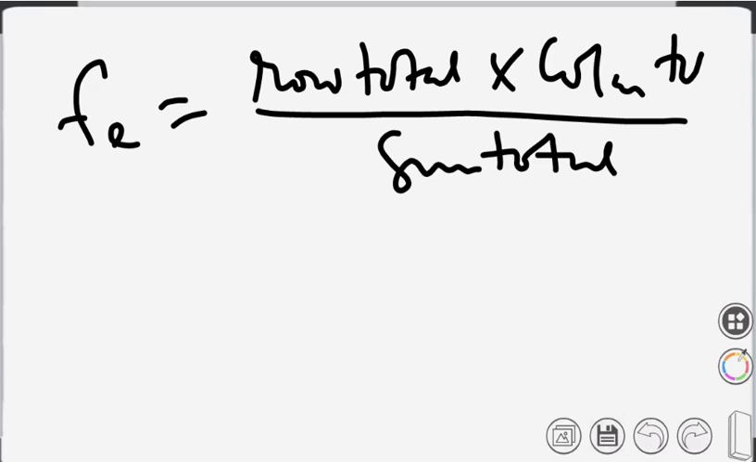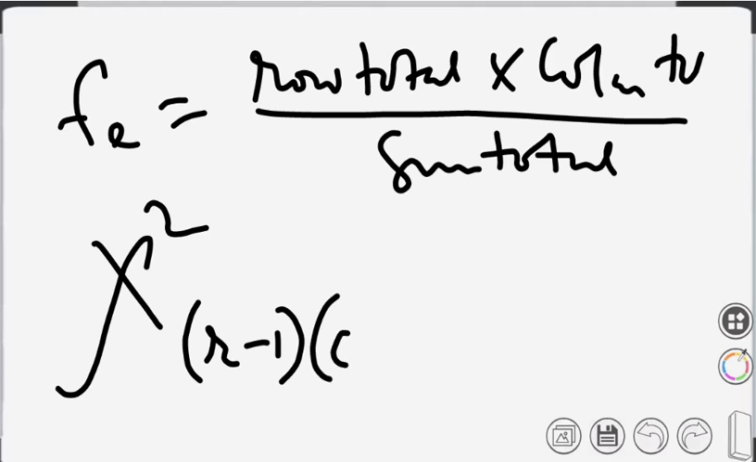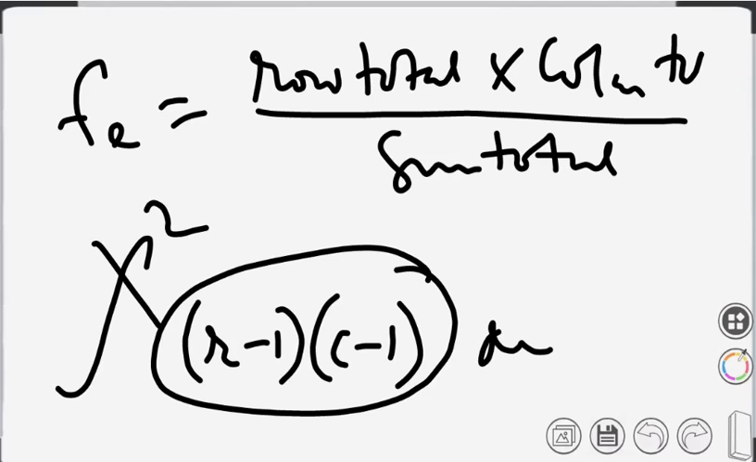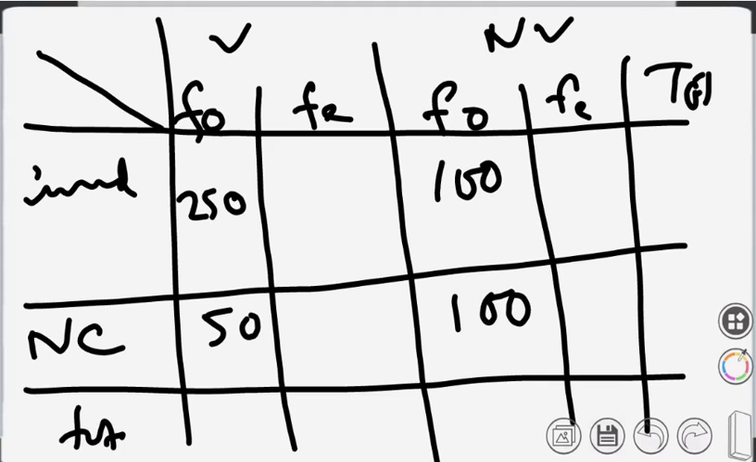In this case, for degree of association or degree of independence, the chi-square as a goodness of fit is a chi-square distribution with (r minus 1) into (c minus 1) degrees of freedom, where r is the number of rows and c is the number of columns. So let's calculate for this particular problem. Let's see how to go about this. We have got the data.